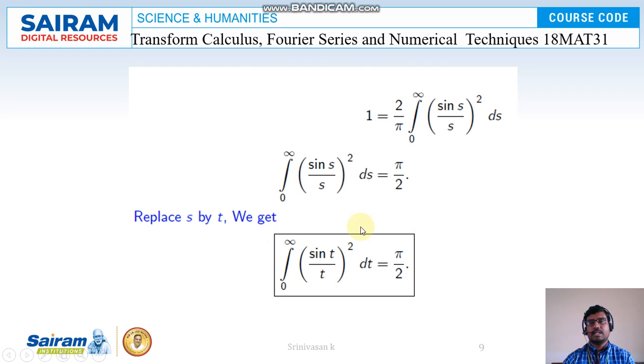This is our deduction. So here we used two formulas. One is the Fourier transform formula, another is the inverse Fourier transform formula. First we have to find the Fourier transform. After that, if you want to solve the deduction, we can use the inverse Fourier transform formula.